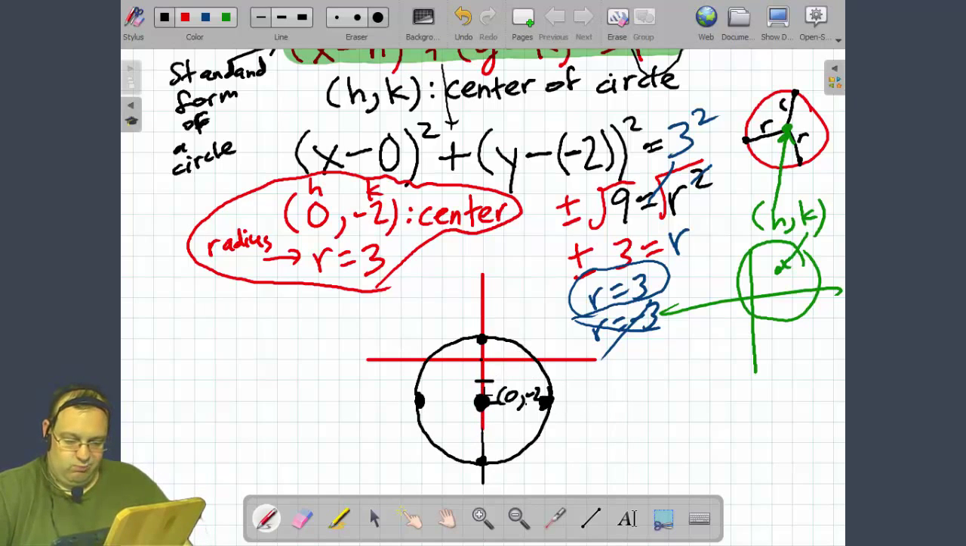Now again, going a diagonal distance of 3 could work too, but the problem is it'd be less accurate. So it's easier to just do 3 up, 3 to the right, 3 down, and 3 left. And that's a radius of 3.